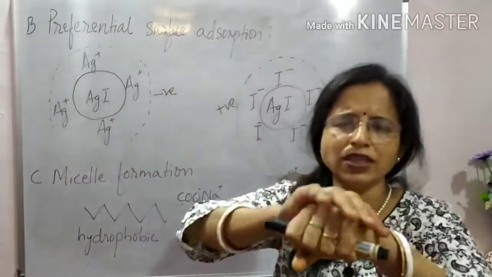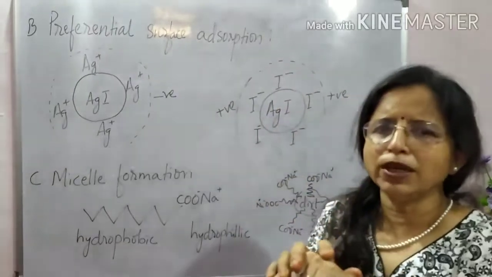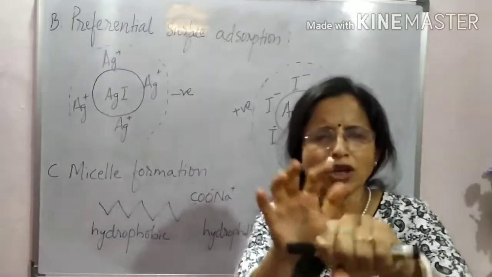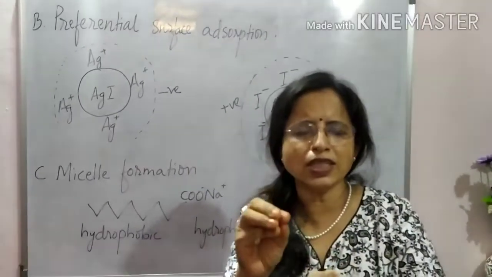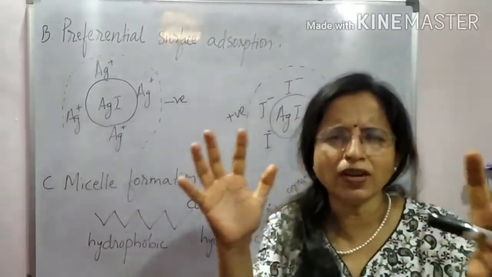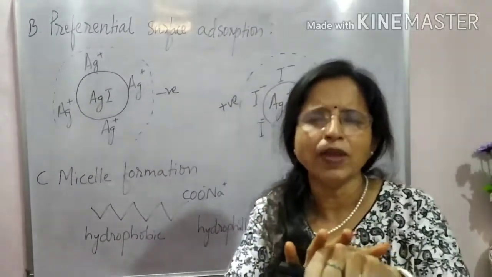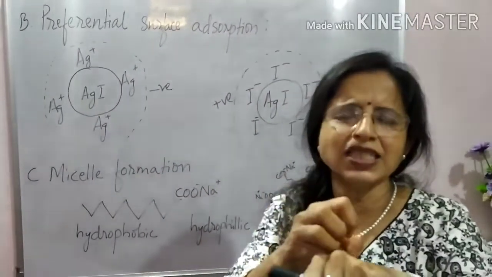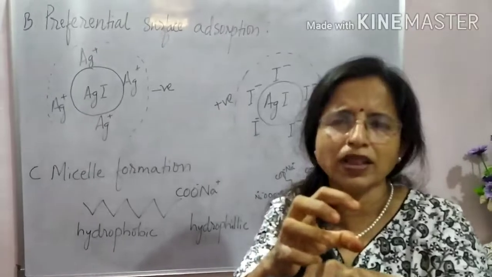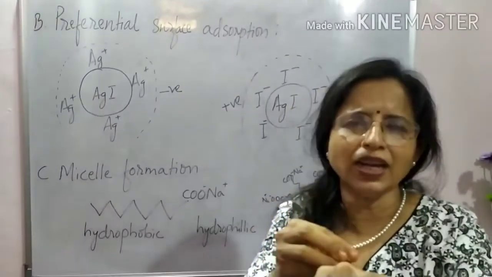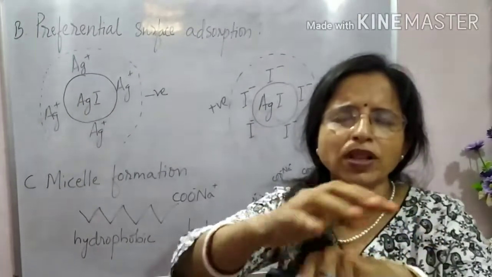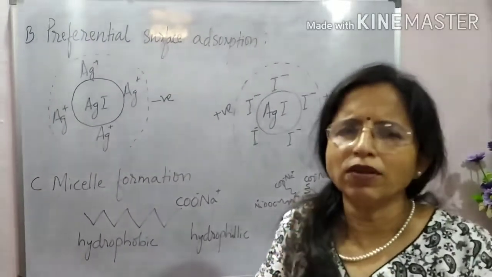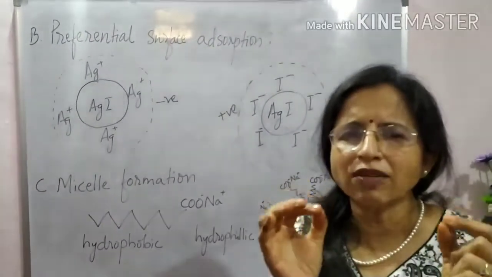Preferential surface adsorption. What does this mean? If the colloidal system is immersed in a mixture of electrolytes, the colloidal particle has the capacity to only select its like ion. The like ion that is present in the colloidal particle, those ions get adsorbed on the surface and the particle develops charge. And this method we call preferential surface adsorption.